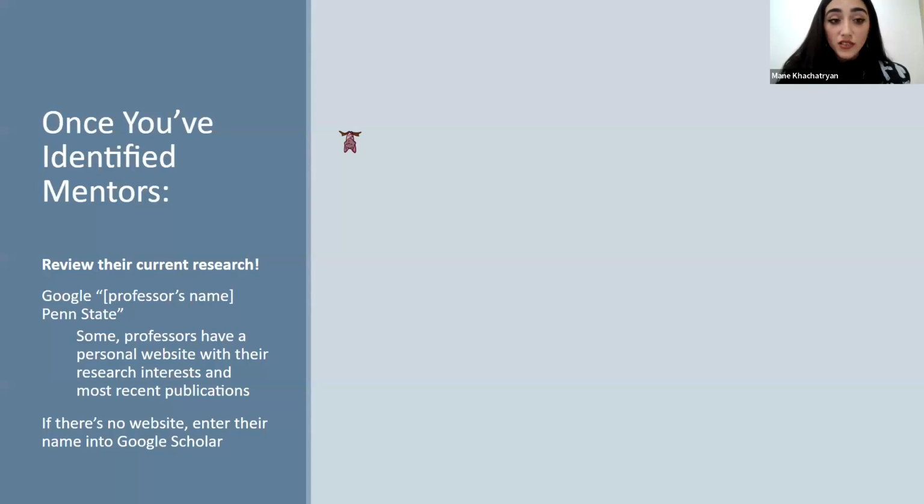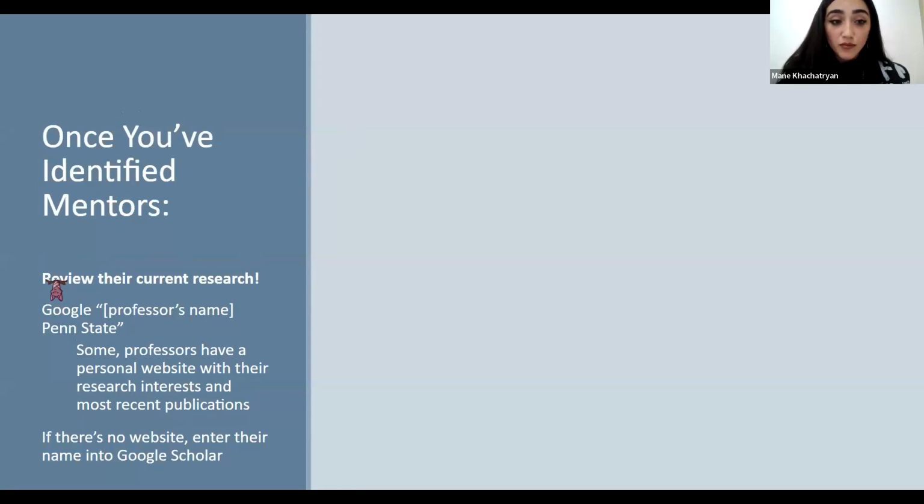So once you've identified a mentor, you should do some research on them before contacting them. It's recommended to Google the professor's name. If they're at an institution, you can look through that institution's website, like the College of Medicine, their list of researchers, they already have all of their publications on that website. If it doesn't, then Google their name and read all of their publications.